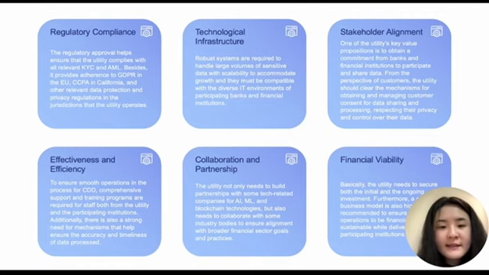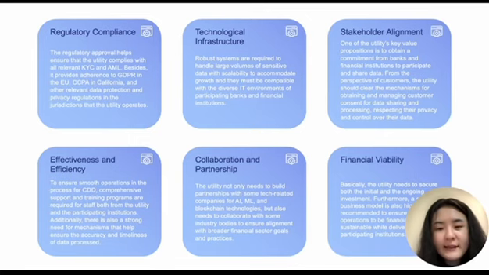The second one is technological infrastructure. Robust systems are required to handle large volumes of sensitive data with scalability to accommodate growth, and they must be compatible with the diverse IT environment of participating banks and financial institutions.